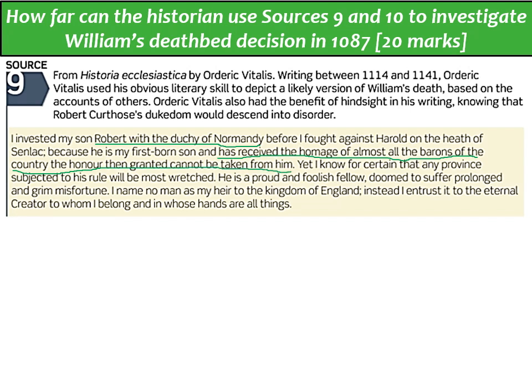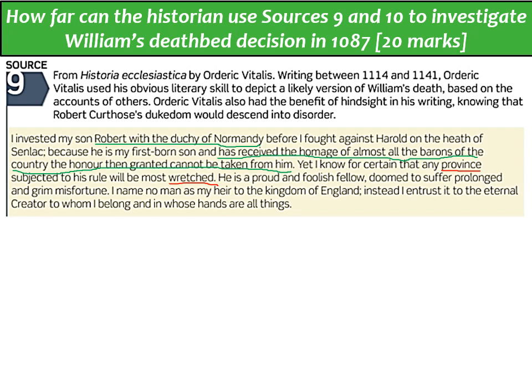The second inference that we would perhaps talk about is this next line, where it says, "Yet I know for certain that any province," so province, we're thinking England there, "subjected to his rule will be most wretched." So he's recognising the flaws of Robert, and I think it's quite hypocritical for William to say that, considering what we know happens to the north in the latter half of the 1060s under William's harrying. But that is something that we could use as an inference to investigate William's deathbed decision in 1087.